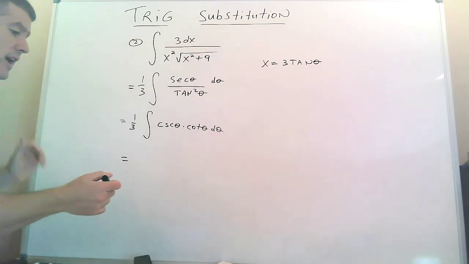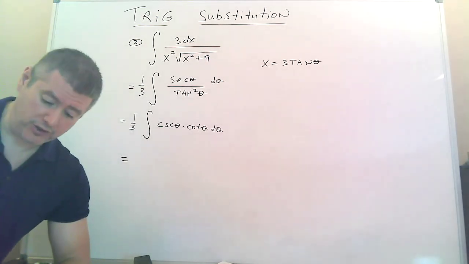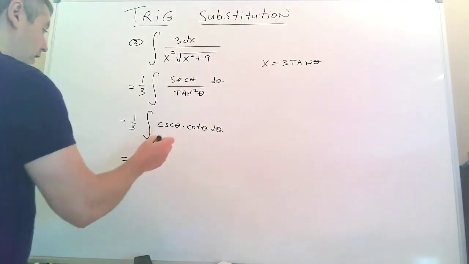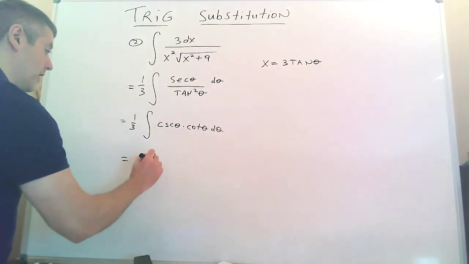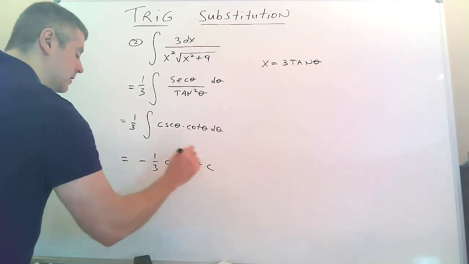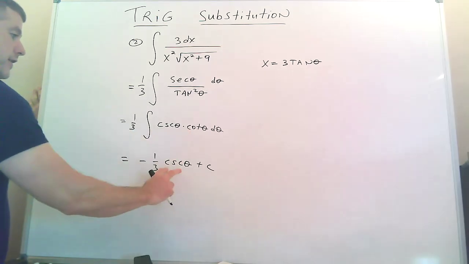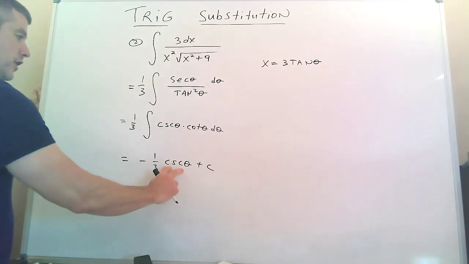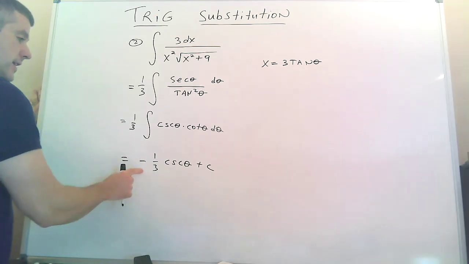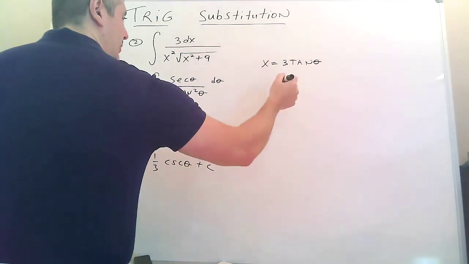I know that the derivative of cosecant is negative cosecant cotangent. So when I find the antiderivative, I have to put in negative 1/3 cosecant theta plus C, right? That's the antiderivative. The derivative of cosecant is cosecant cotangent with a negative sign. So that's why that negative is there. You're like, yay! They're like, no, boo.